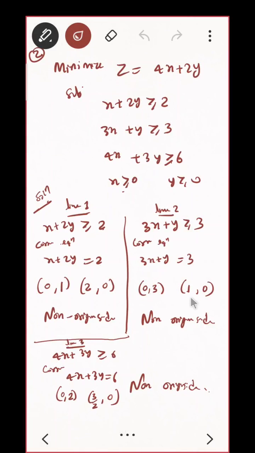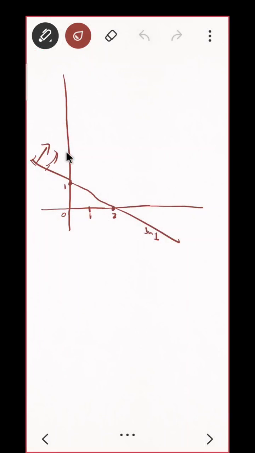And what is the next one? 0, 3 and 1, 0. 0, 3 will be on y-axis. Somewhere 2 will be here. 3. So 0, 3. And what is the next point? Yes, 1, 0. So it will be here. So line will be something like that. You may draw with the scale properly. Yes. So this is line 2. And what do you know about this? This is also telling me to go there. That is non-origin side. Perfect.